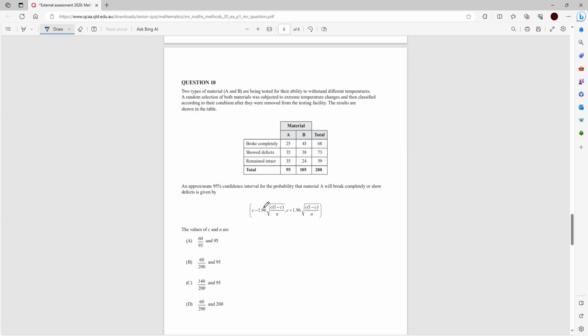Okay, so ignore all this, pretty much. That's just blah, blah, blah. We're just looking at the table. The confidence interval for material A, only look at material A, we don't care about B, it's not relevant to us, will break or show defects. So we're looking for these two numbers here. So the proportion of material A is out of 95. So that would be your proportion. So we're looking for the proportion of material A that completely break or show defects. So the proportion is going to be 95, and then the sum of these two numbers. So 25 plus 35 is going to be 60.